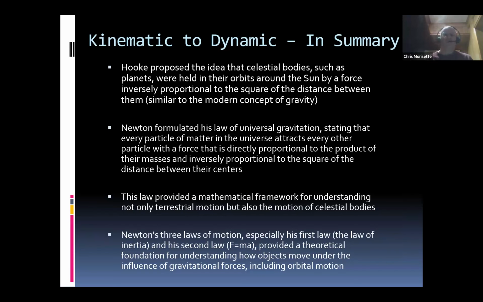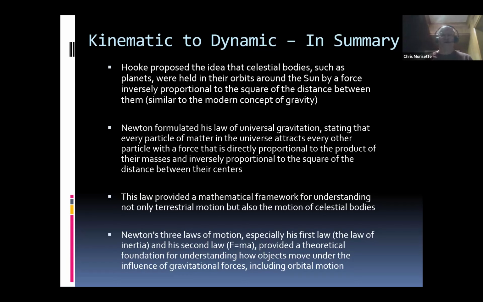So here we see Hooke proposed the idea that celestial bodies such as planets were held in their orbits around the sun by a force proportional to the square of the distance between them. And that square of the distance is important. Newton formulated his laws of universal gravitation, stating that every particle of matter in the universe attracts every other particle of matter with a force that is directly proportional to the product of their masses and inversely proportional to the square of their distances. So we got that square of distance feature that you see up in that third bullet.